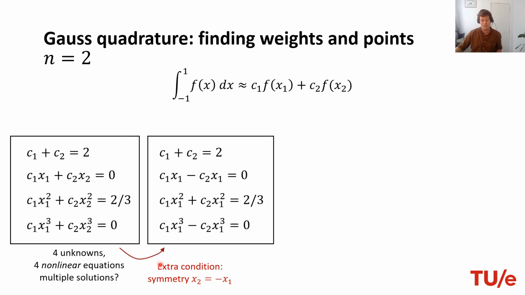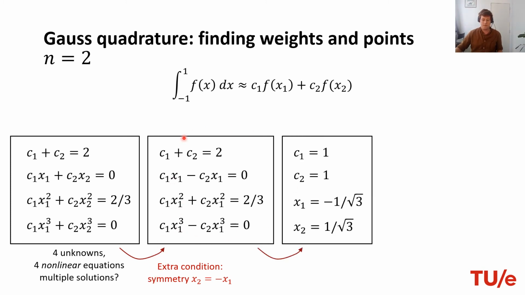It would also have been possible that this would have given us an inconsistent system of equations, and then we would have to start over. But it turns out that if we impose this symmetry, well, we can solve these equations, and the solution is as follows. So the solution to these equations, well, it is that C1 and C2 are both equal to 1. And we find the Gauss points to be equal to minus 1 over square root of 3 and 1 over square root of 3. So this allows us to plug this into our Gauss rule over here.